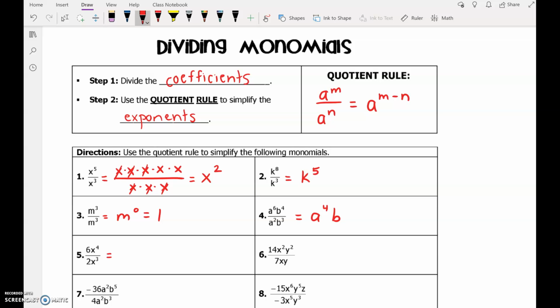Now in number 5, we add in coefficients. So those numbers, 6 and 2, you will actually divide. 6 divided by 2 will give you 3. 4 minus 3 is 1. So you will have 3x for number 5. Number 6, 14 divided by 7 is 2. And then 2 minus, remember there are 1's here, so 2 minus 1 would equal 1, x and 1, y.